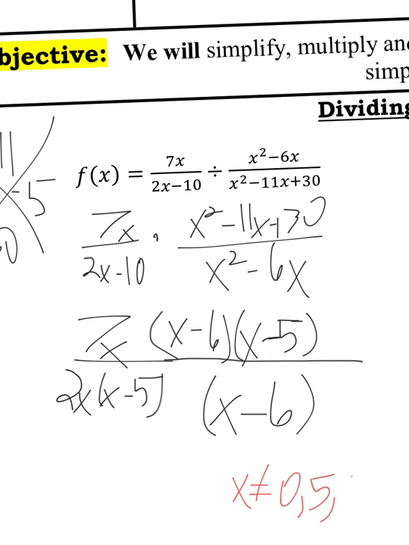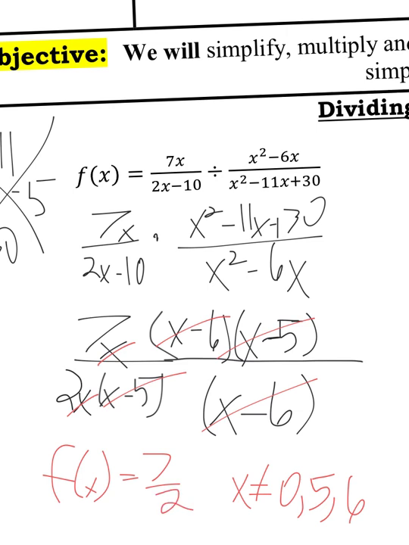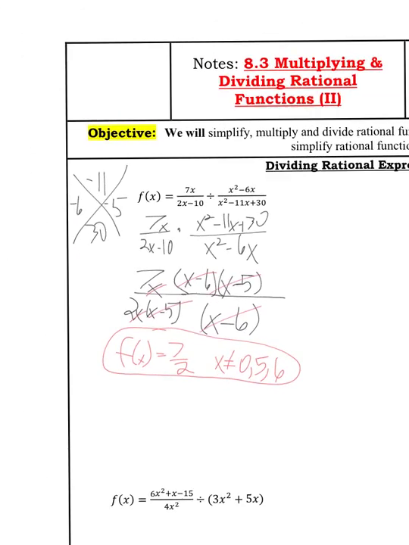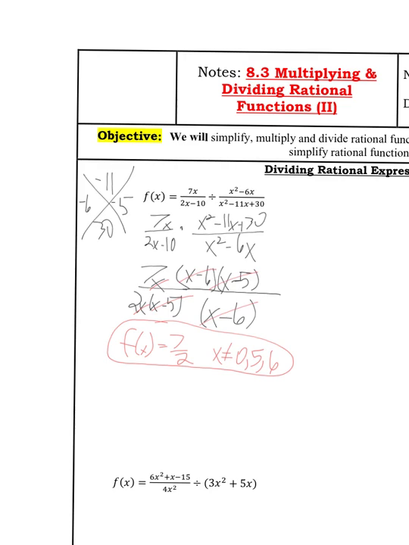Okay, and then we can start canceling stuff out now. X minus 6 cancels, x minus 5 cancels, and the x's cancel. So the answer is just 7 over 2. So f of x equals 7 over 2, or you can even say 3.5. But yeah, that's it on that one. Okay, so I'm going to do the one right underneath it next.